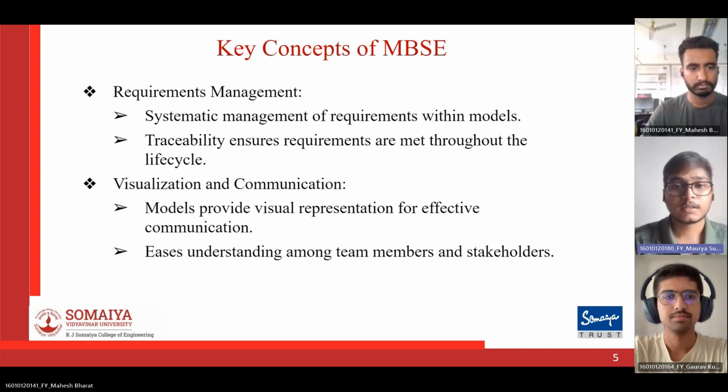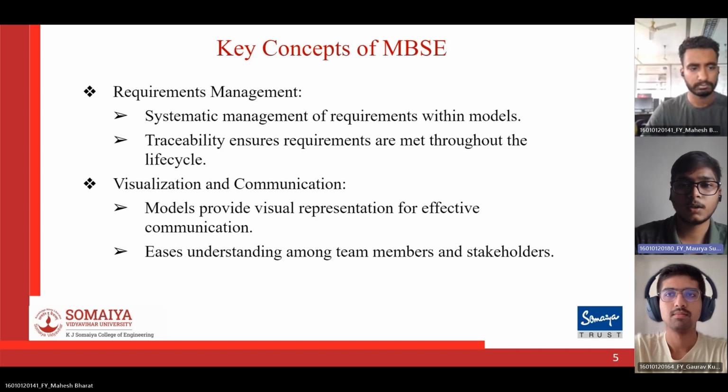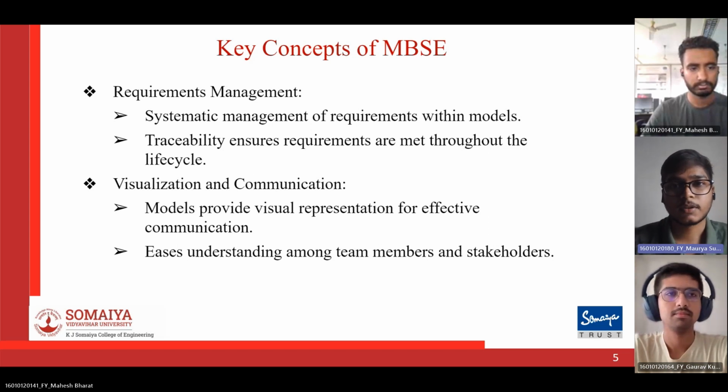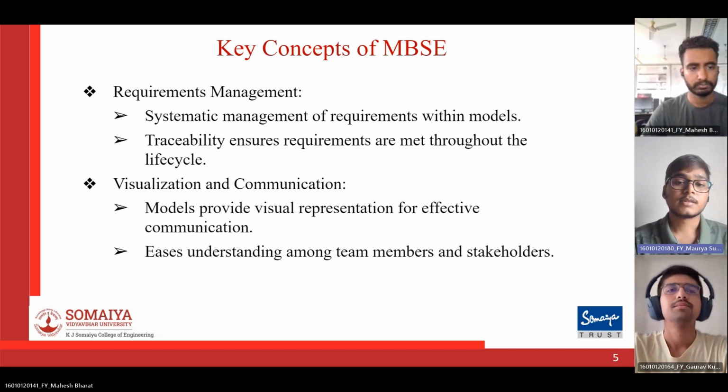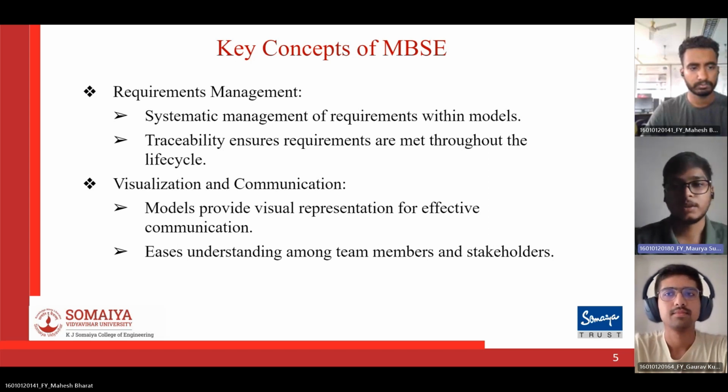Requirement management is a systematic and critical part of MBSE. It involves managing requirements within our models, ensuring that the requirements are met throughout the life cycle. The concept of traceability here is particularly vital in the context of software architecture and design thinking. It allows us to track design decisions and requirements back to the model, ensuring that the system remains aligned with the initial design and goals of the product.